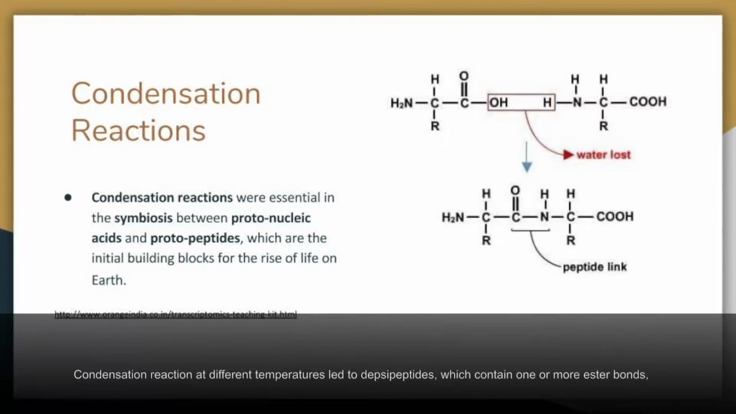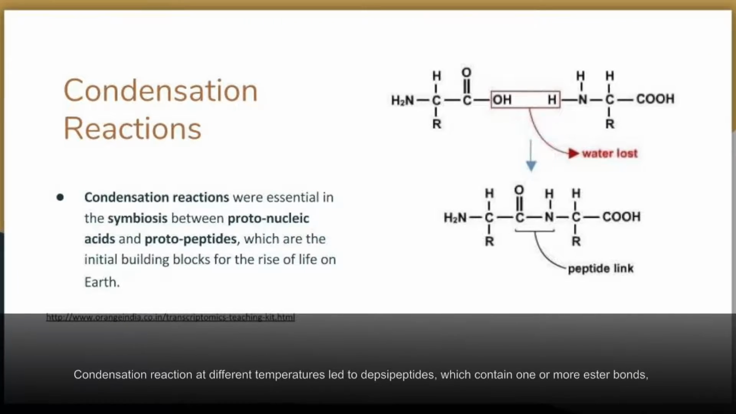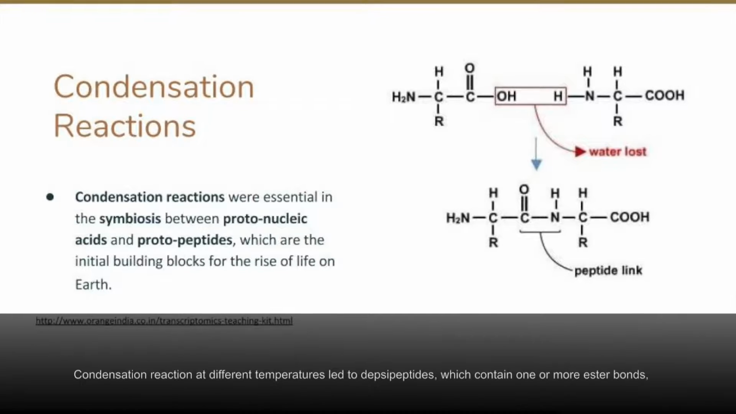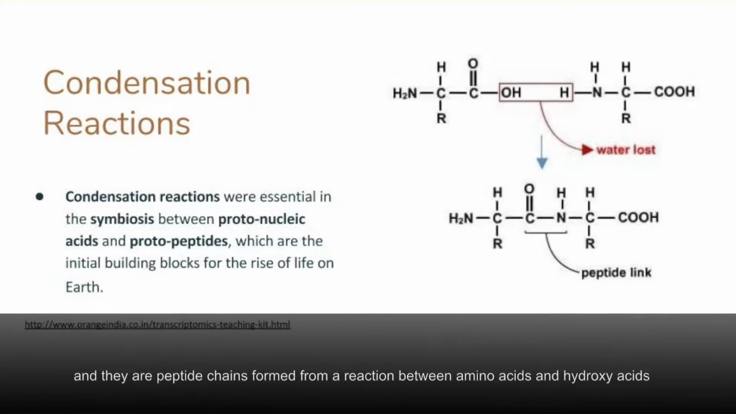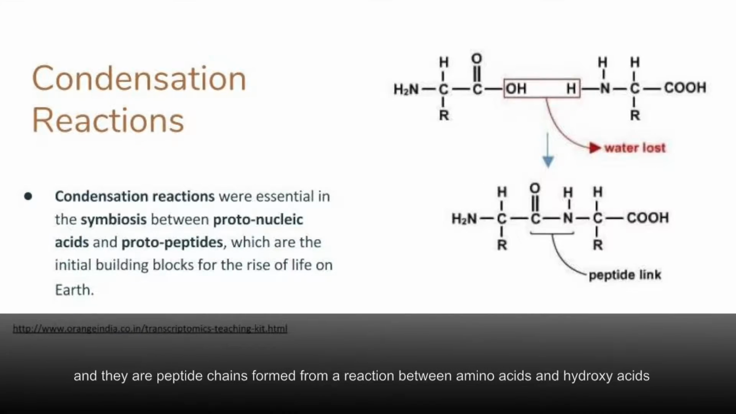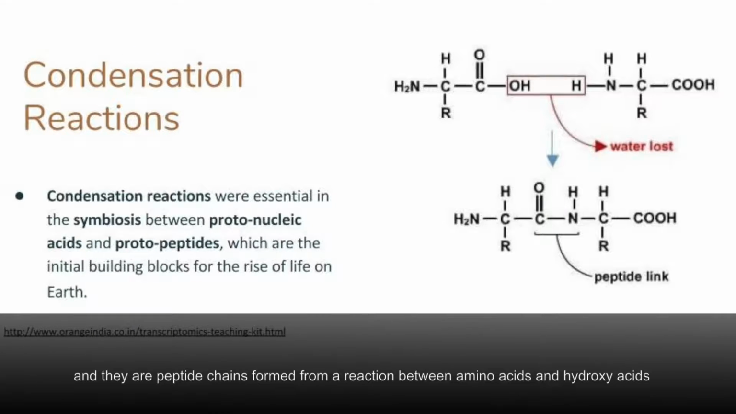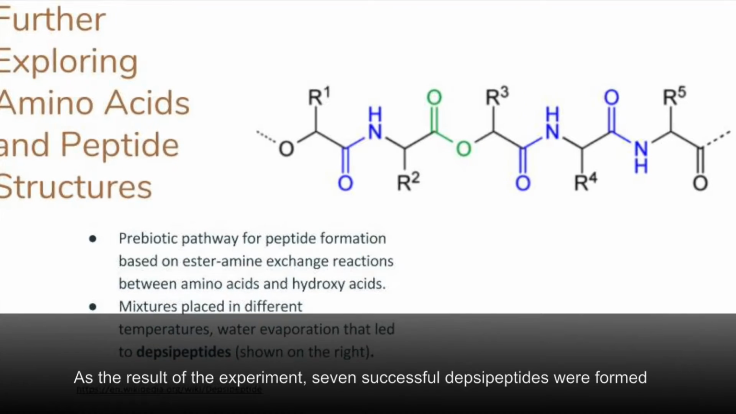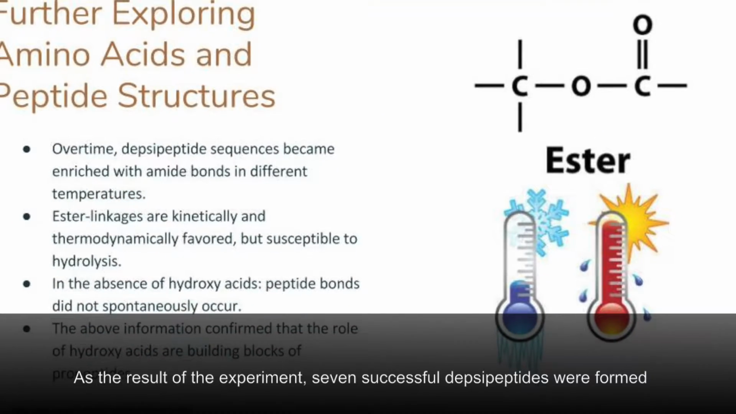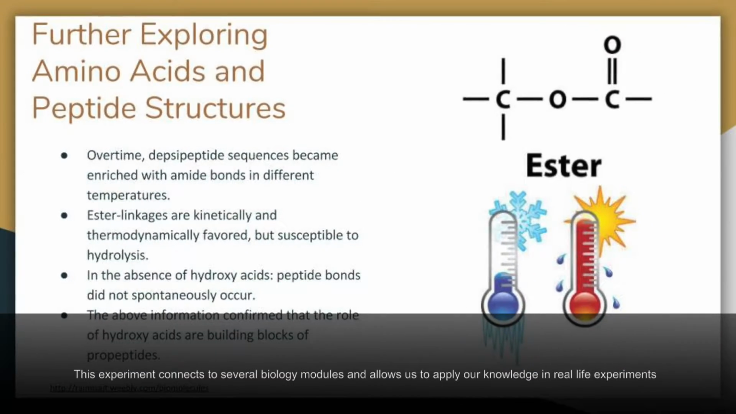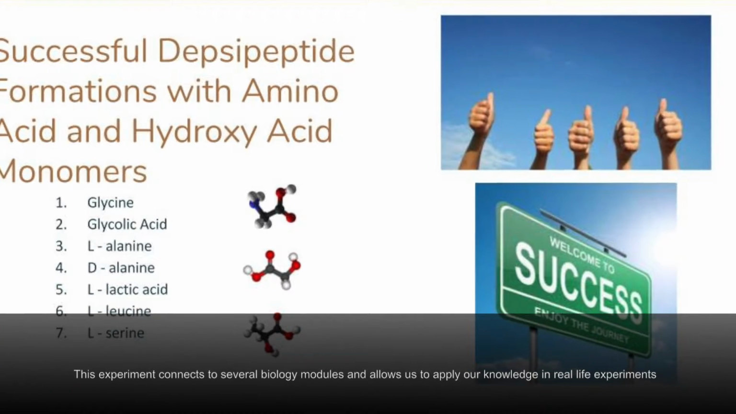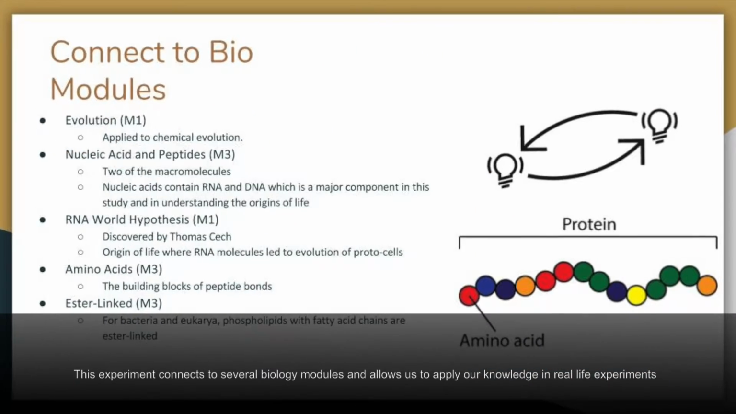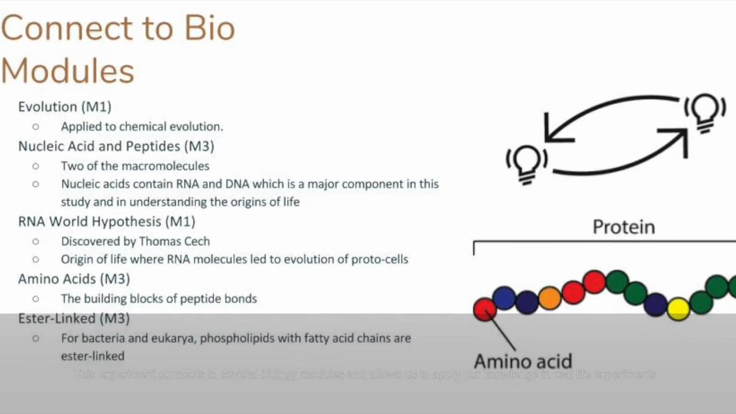Condensation reaction at different temperatures led to deoxypeptides, which contain one or more ester bonds, and they are peptide chains formed from a reaction between amino acids and hydroxy acids. As the result of this experiment, 7 successful deoxypeptides were formed. This experiment connects to several biology modules and allows us to apply our knowledge in real-life experiments.